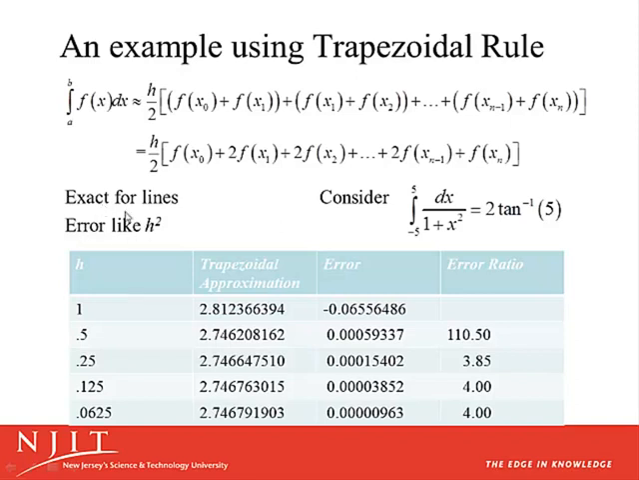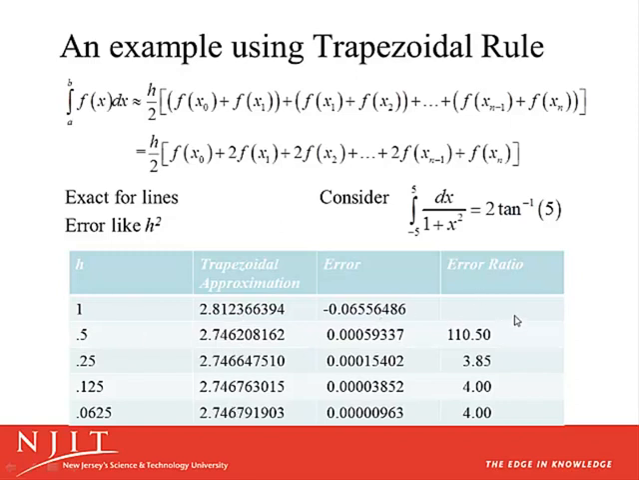It turns out the error is going to be like h squared, where h is this interval width. And we can consider, for the same function as we just noted, the integral of 1 over 1 plus x squared, in this case from minus 5 to 5. With h equal to 1, we get the following approximations as we take h smaller and smaller.